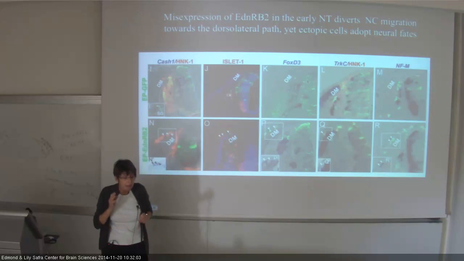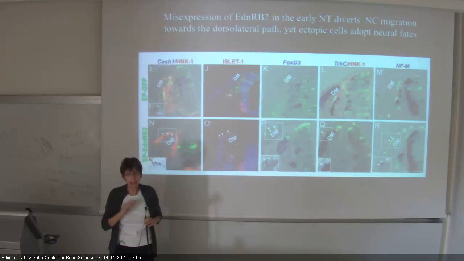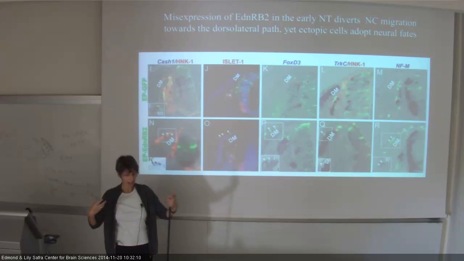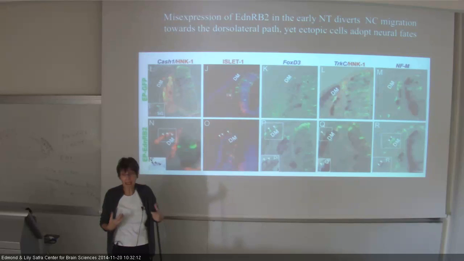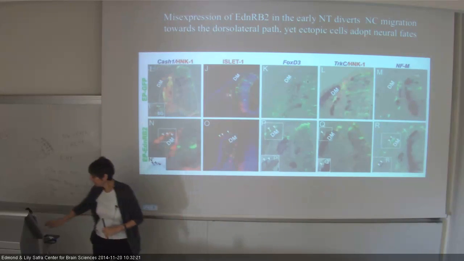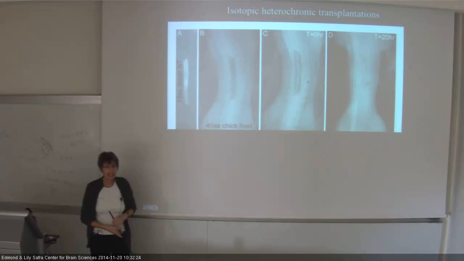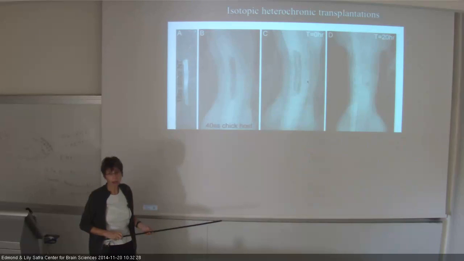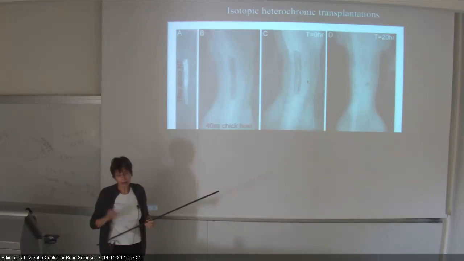Now we said, maybe we brought them into the melanocytic pathway too early. So let us bring them later, when the environment of the embryo is busy with making melanocytes, because melanogenesis is a late process. So what we did is we combined electroporation with grafting. And we did the following. We took a very early donor, a quail donor, and we transfected it with either GFP or EDNRB2.